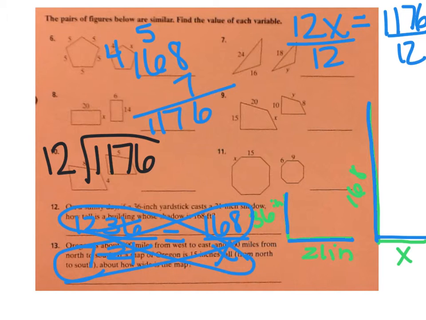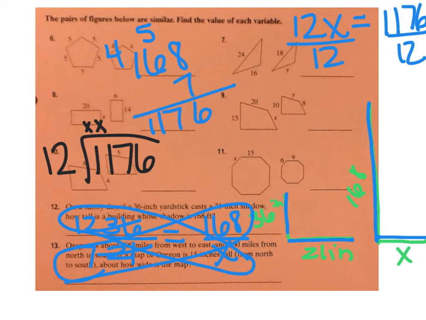12 can't go into 1. It can't go into 11. It can go into 117 9 times. 9 times 12 is 108. So 117 minus 108 is 9. Drop down my 6. And 12 goes into 96 8 times. So x is equal to 98.